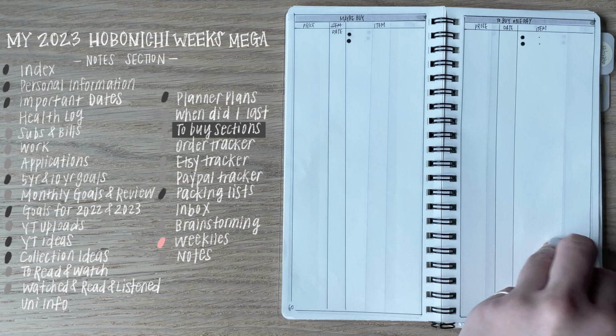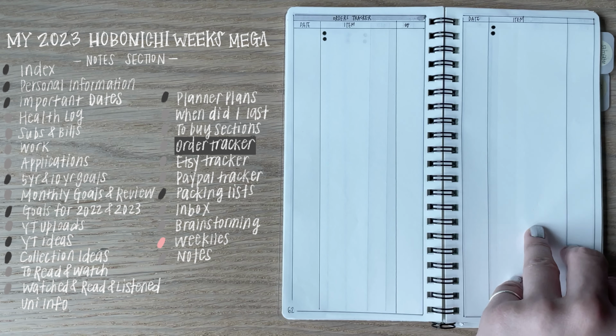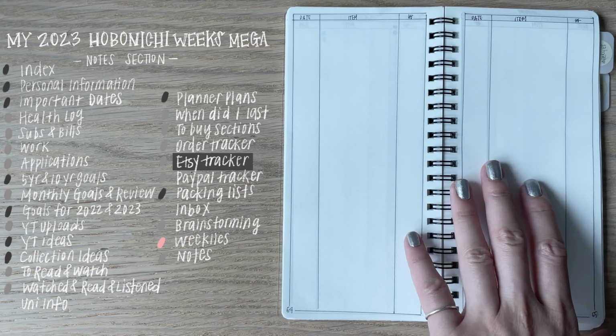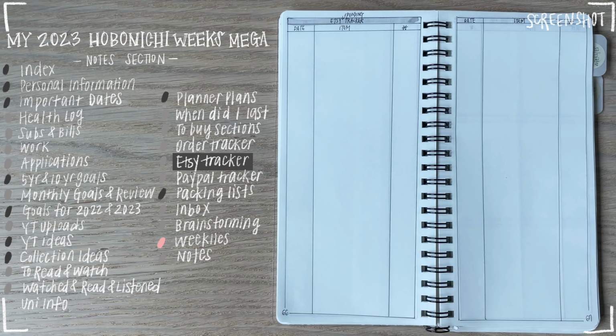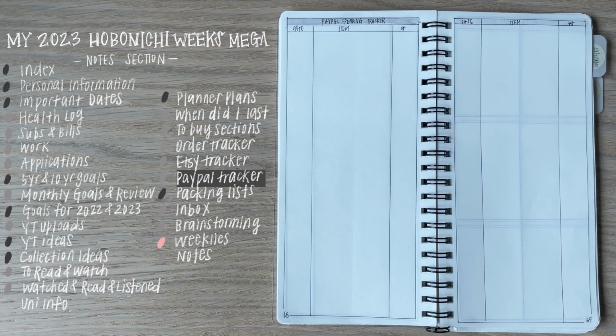And then the next section would be my orders tracker, and I did put in a lot more pages here than the 1 or 2 pages I have in my current Weeks regular. And then the next section is my Etsy spending tracker, because I try and buy a lot of printable inserts and stickers on Etsy, so I wanted to keep track of how much I spend. And also the next section, my PayPal spending tracker, so how much I spend on PayPal.